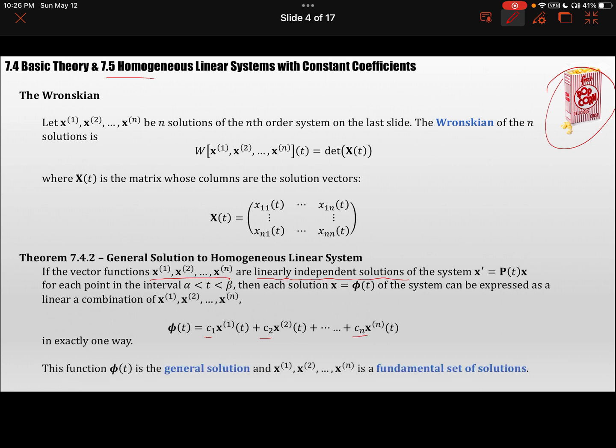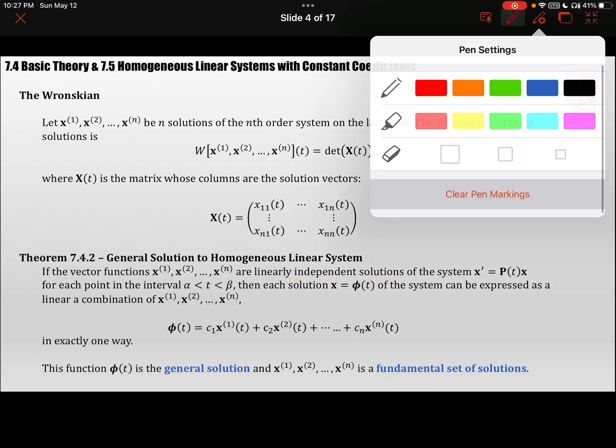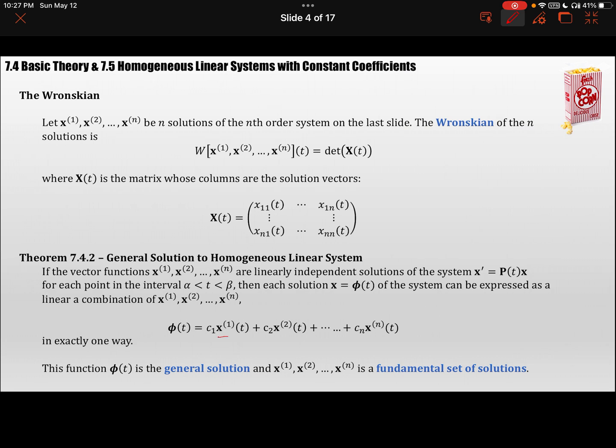So this is called the general solution, and that language is just paralleling the language we've been using all semester in differential equations. And same with the fundamental set of solutions, a term we've used before as well. The fundamental set of solutions are these x1, x2, xn, those linearly independent solutions. Those are called the fundamental solutions, if they are indeed linearly independent.